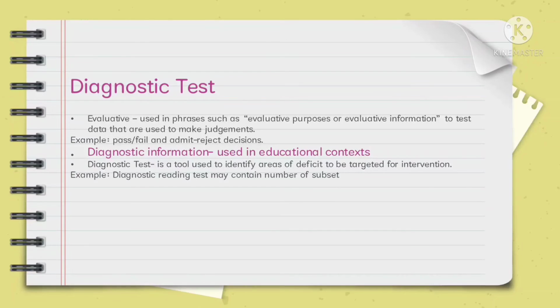A diagnostic reading test may, for example, contain a number of subtests. Each subtest is designed to analyze a specific knowledge or skill required for reading. The objective of each of these subtests might be to bring into focus the specific problems that need to be addressed if the test taker is to read at an appropriate grade level.